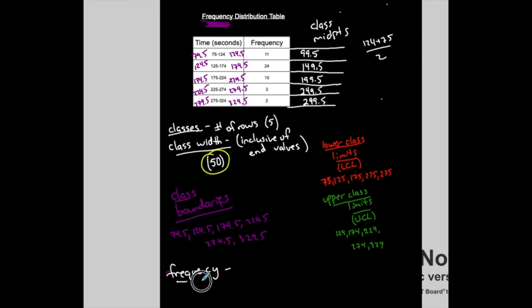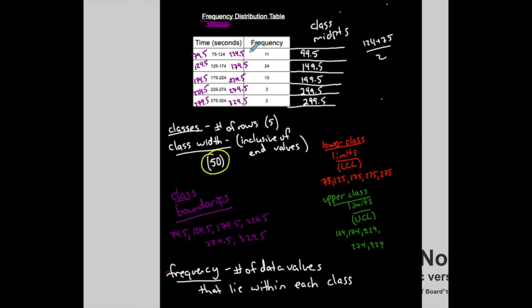Frequency tells you the number of data values from your data set that lie within each class. So what does that mean? So I don't have the data set in front of me, do I? I don't have the list of numbers that represent this frequency table or that was used to create this frequency table. I don't have that.